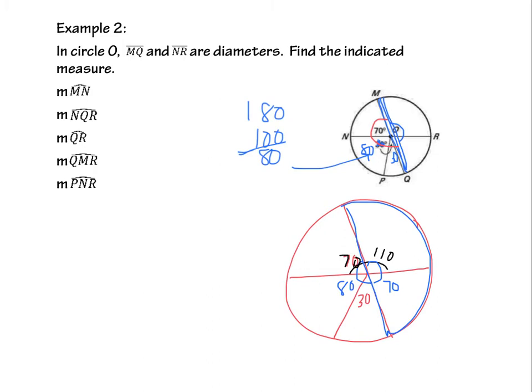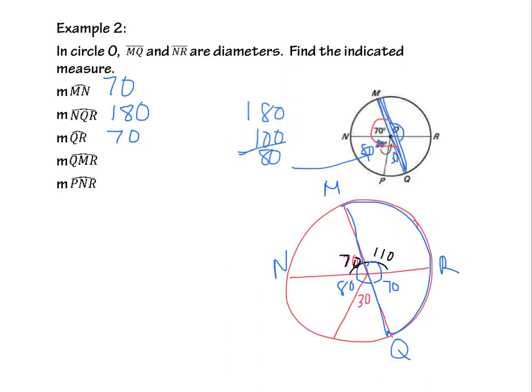What's arc MN? Well, M to N, let's go back and erase this. Okay, so M to N right here is 70. NQR would be N to the middle over here. So that's a straight line, so that would be 180 degrees. Q to R, Q's right there, so this arc right here is 70 degrees.